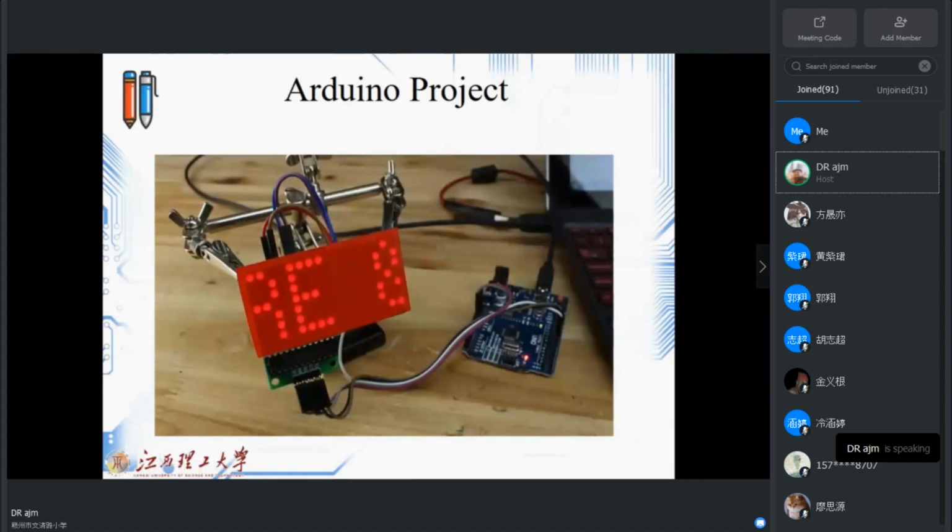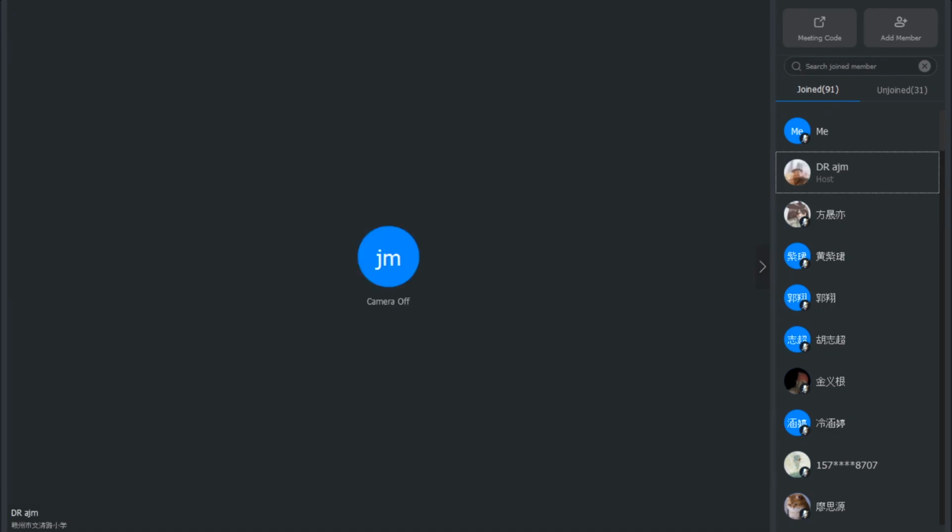Let us try that. Can we once again do the attendance, because last time I couldn't do it? Let us see if we can do the attendance now or not.